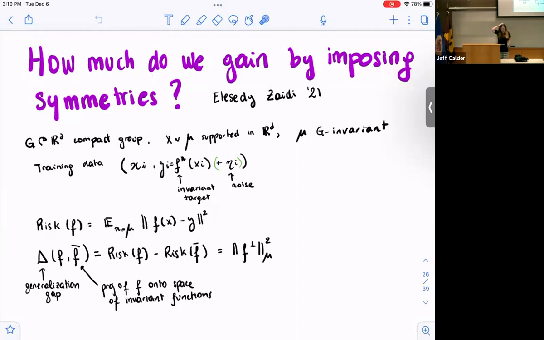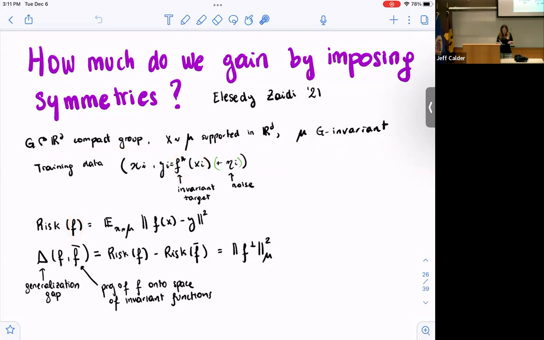The one question that you may ask is, how much do you gain by imposing these symmetries? There are many ways you can quantify it. One way, in the context of regression, is to look at the risk, or the error, that an invariant function makes in comparison with a function that is not invariant. Basically the idea is the following. Say that your group is compact, your data is supported on an invariant distribution, and there is a target invariant function that you don't know, and you do some regression and obtain some other function f.